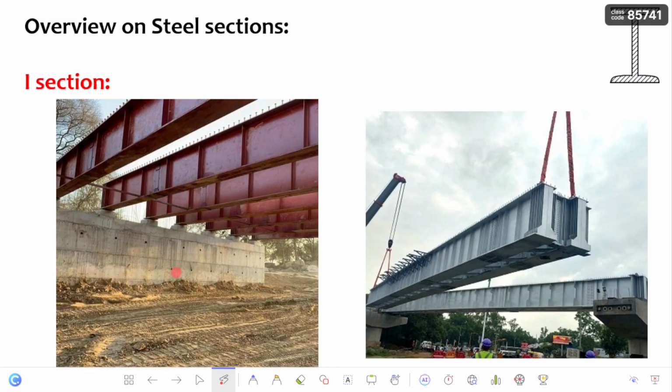Coming to the other applications, this is a plate girder. It is of I shape only. It is a built up section. Plate girders are made of plates only. And you can see these are the transverse stiffeners and these are the shear studs. You can call them shear connectors. If you are going to cast a slab on this plate girder, the shear connector acts as the connection between the concrete and steel.